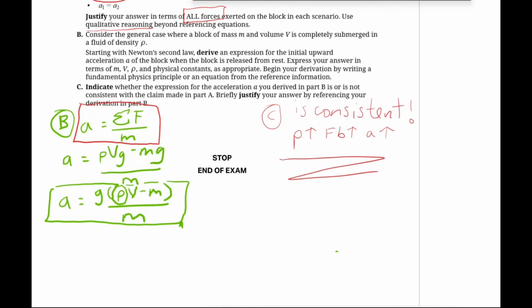For part C, indicate whether the expression for the acceleration you derived in part B is or is not consistent with the claim made in part A. Briefly justify your answer by referencing your derivation in part B. So that's where I'm talking about this part over here. So it is consistent. If the rho is bigger, then the FB is bigger, then the acceleration is larger. And you could talk about how this rho over here would make the numerator greater overall. And if the numerator was greater, then mathematically your overall acceleration is going to be greater. So again, I would point to certain parts of that formula, and then with my justification, I would add a few sentences.